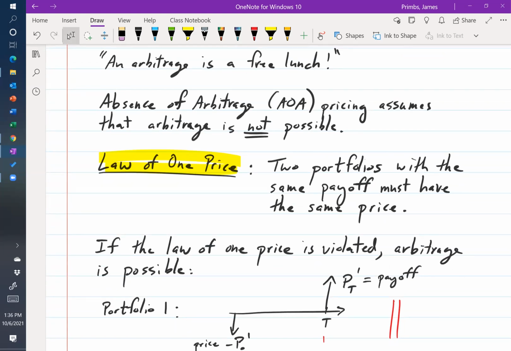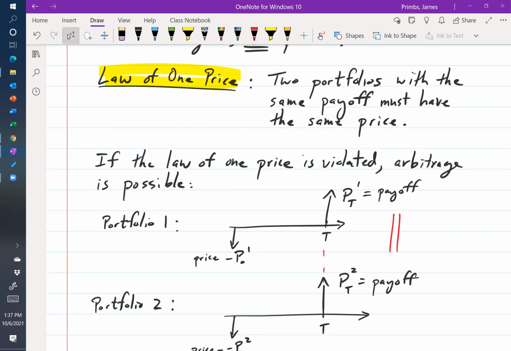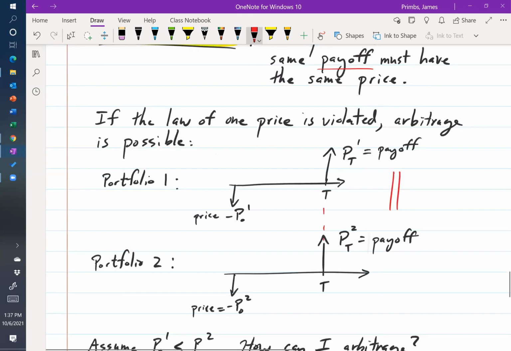All right, so our pricing philosophy is what we call absence of arbitrage, meaning that in well-functioning markets, arbitrage should not be possible. One example of this, and the one we tend to use a lot, is called the law of one price. The law of one price says the following: two portfolios with the same payoff must have the same price, otherwise there's an arbitrage. And we went through that last time.